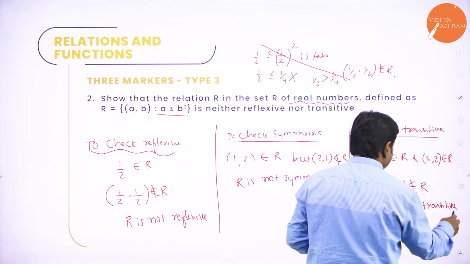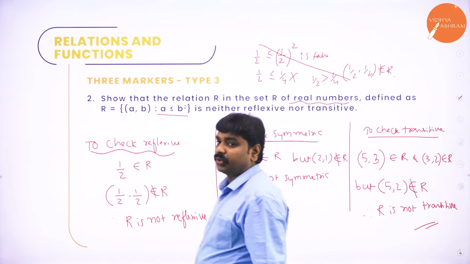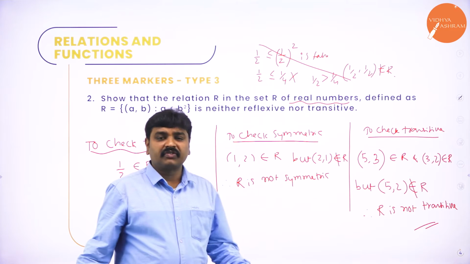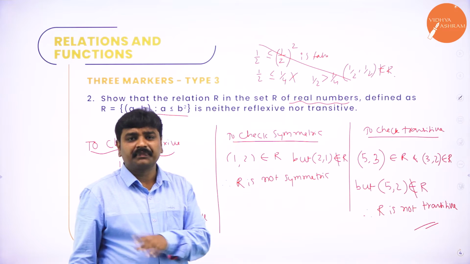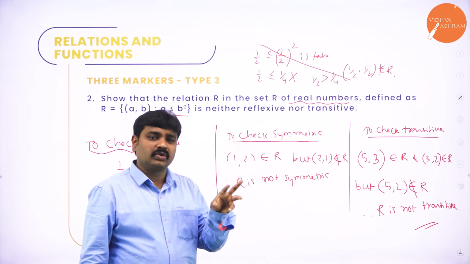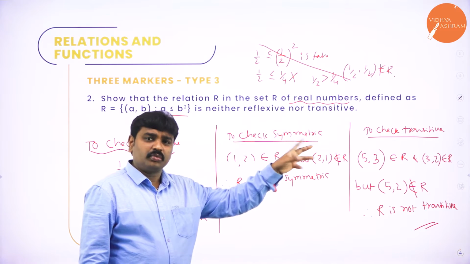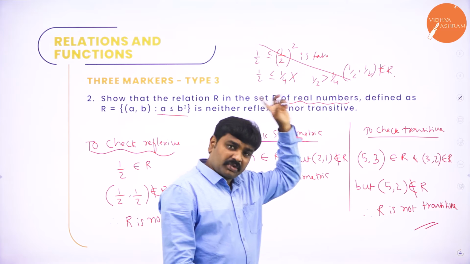R is not transitive. So we proved it. If you become thorough with the first problem, the same method you can apply. Reflexive: 1/2, 1/2 does not belong to R. Symmetric: 1, 2 belongs to R, but 2, 1 does not belong to R. Transitive: 9, 3, 2. 9, 3 belongs to R and 3, 2 belongs to R, but 9, 2 does not belong to R in the last case.